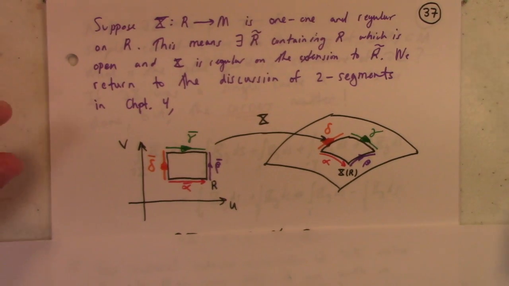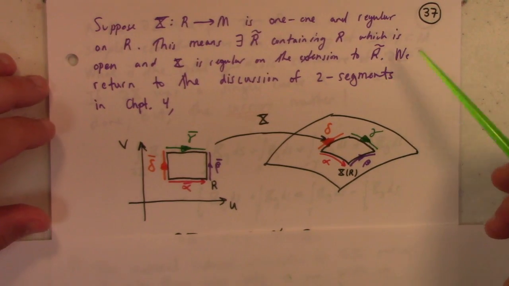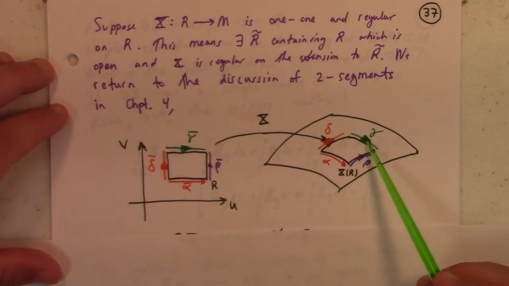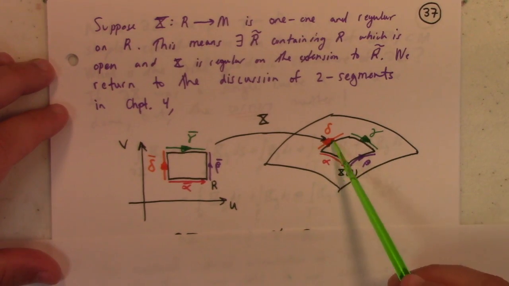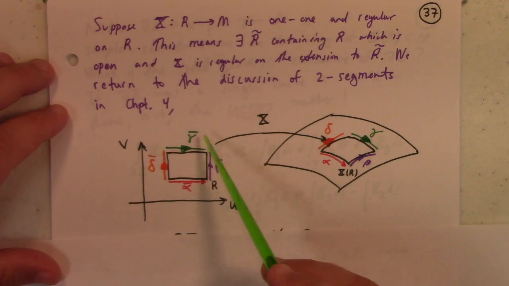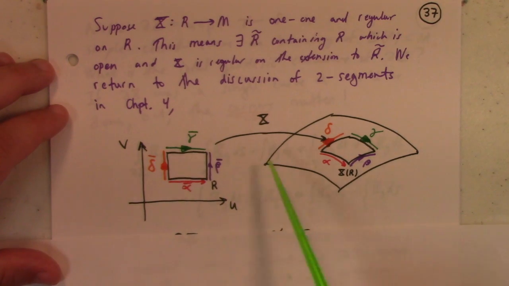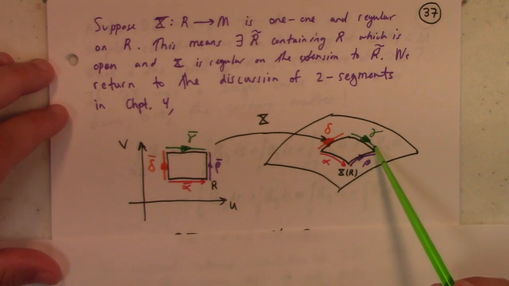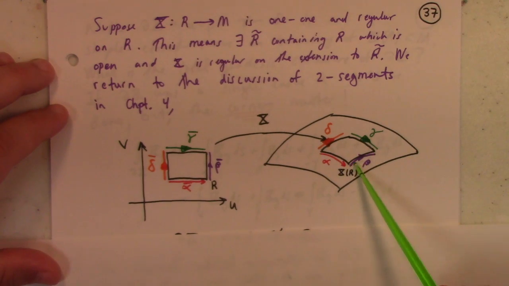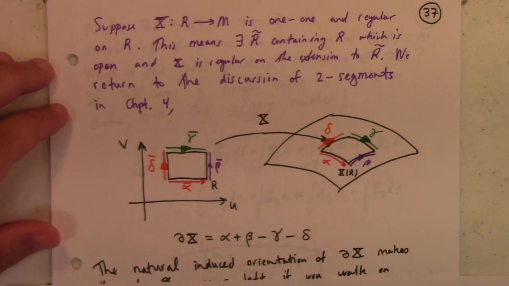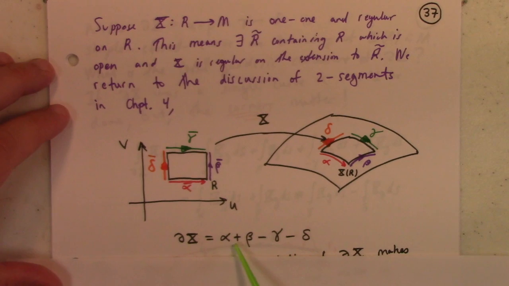So that gives us the so-called 2-segment, which is like a curved square, or curved rectangle rather. It's actually a rectangle over here in the parameter space, but then the patch X, the parameterization, moves it up to this curved rectangle. The boundary of X is alpha plus beta minus gamma minus delta, because alpha and beta are going the right way to go counterclockwise around the rectangle. But then delta and gamma need to be reversed.